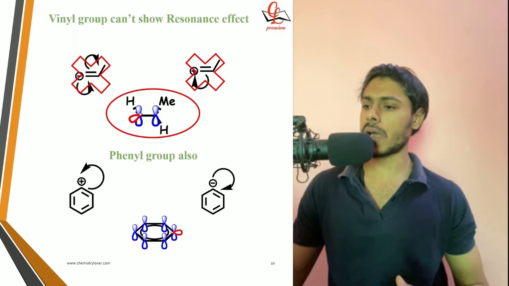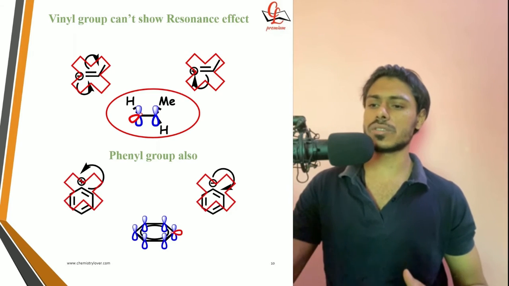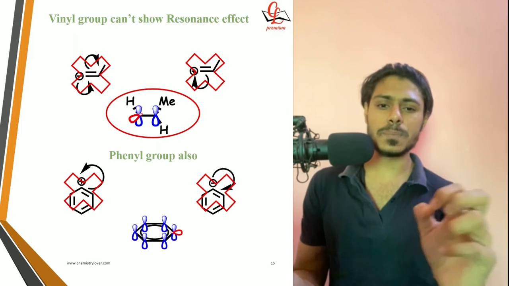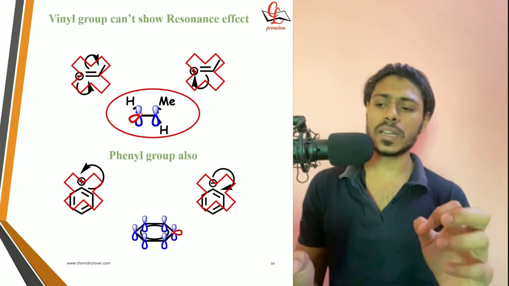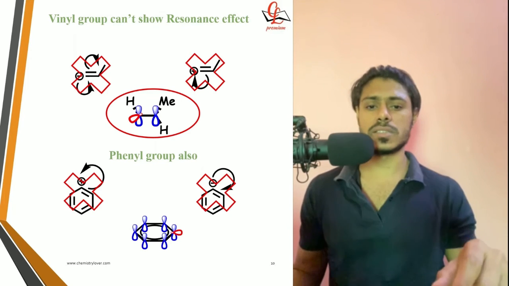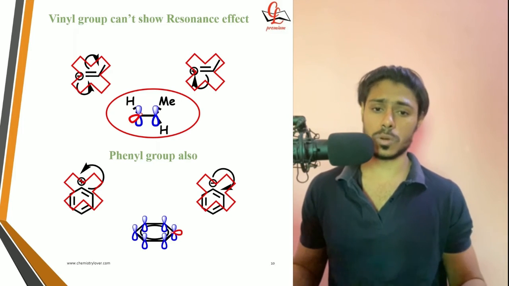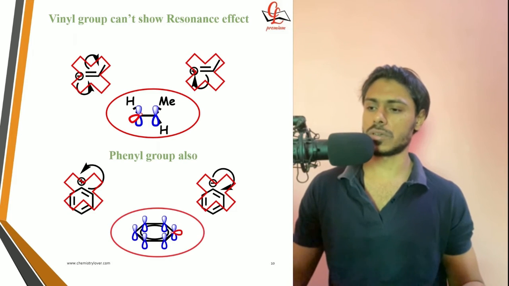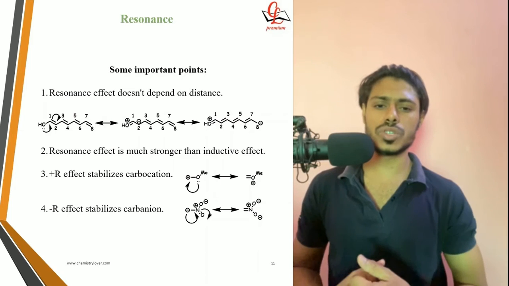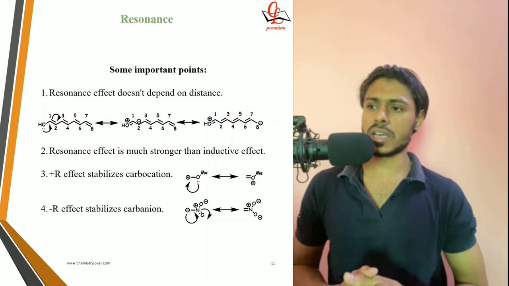In case of phenyl cation also, you can see this resonance is not possible, because here again the vacant orbital is actually the sp2 hybrid, and that is perpendicular to the pi system and not parallel, so resonance is not possible here. So this is very important. Okay, now there are some points which we have to remember in connection to resonance.